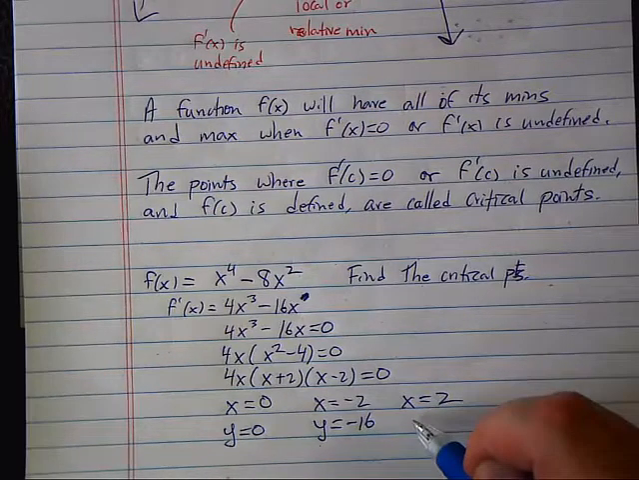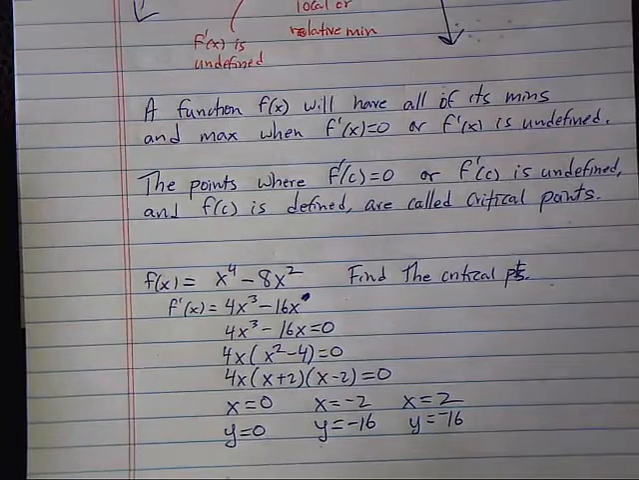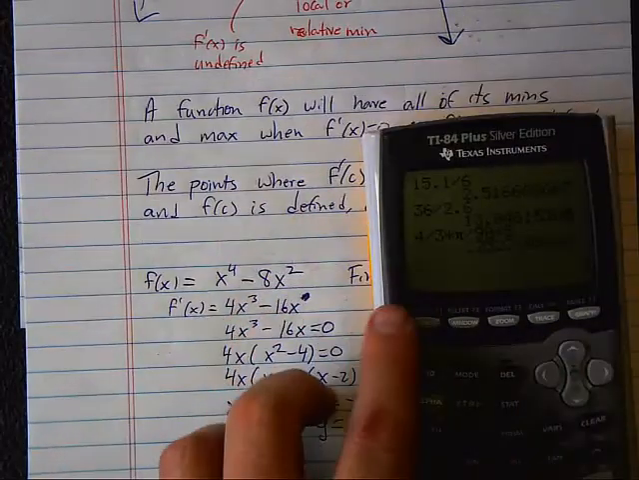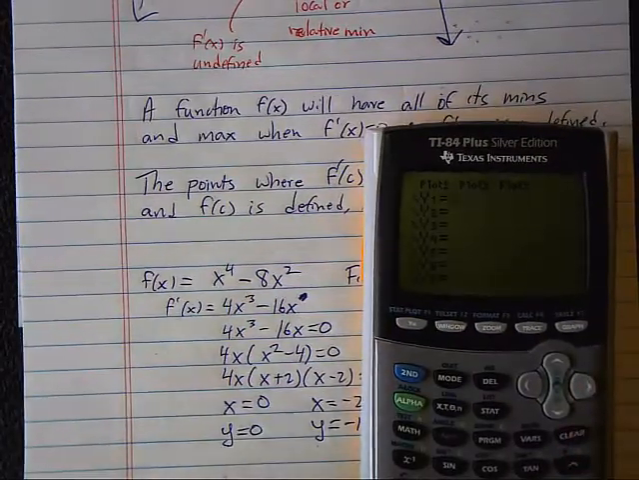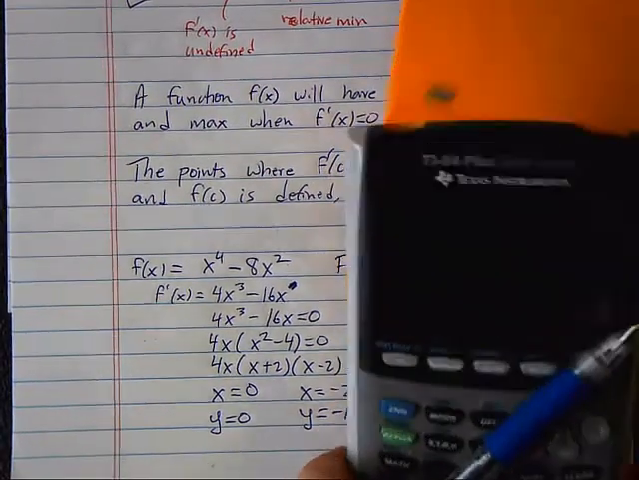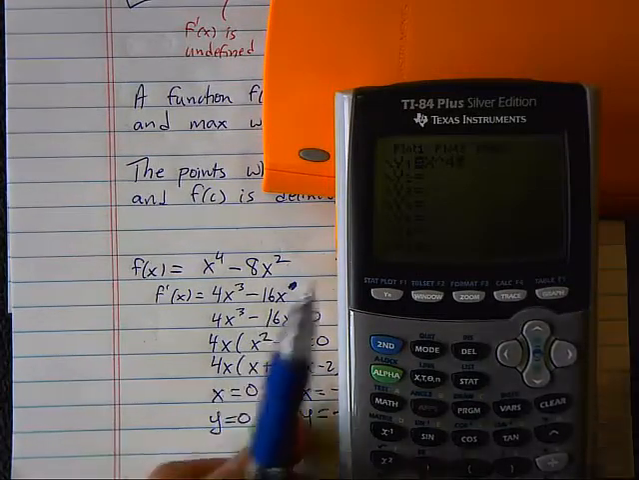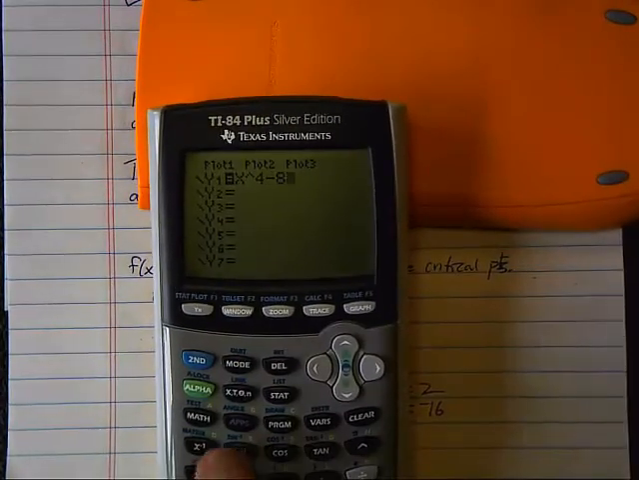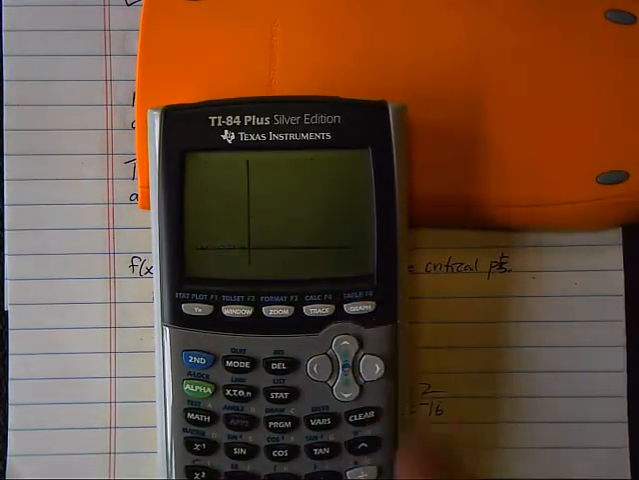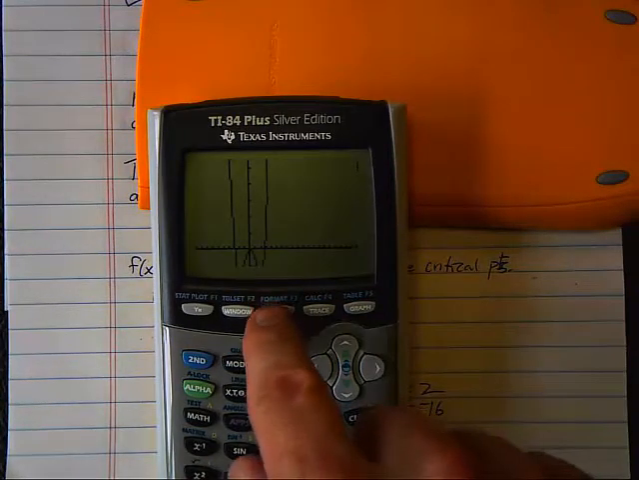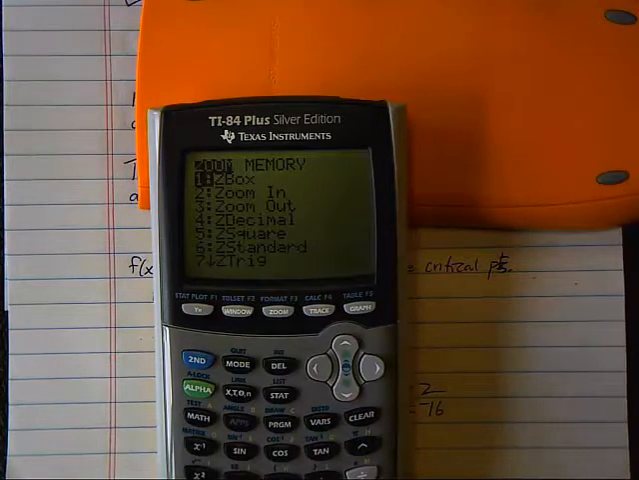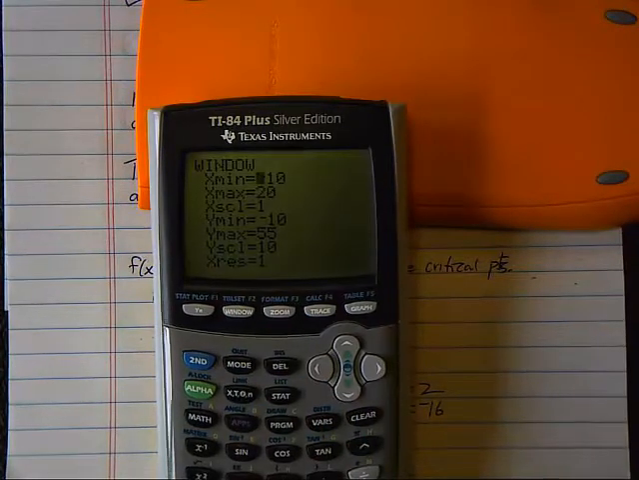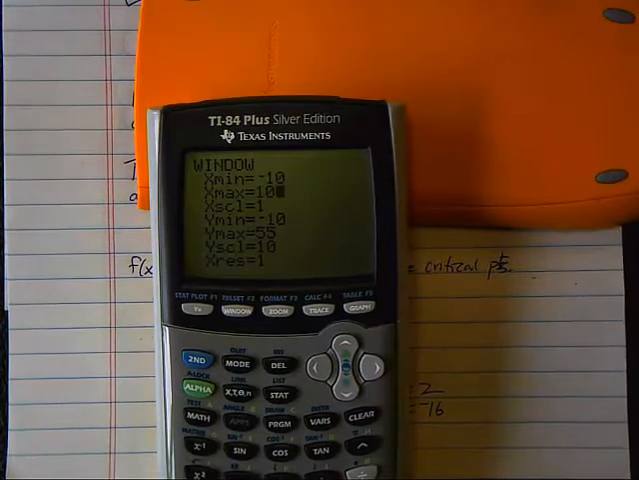Just for fun, let's draw a graph of that function. x to the fourth minus 8x squared. Oh, I got a bad window. I want to go from negative 10 to 10 and negative 20 to 20. And you can see what's happening.